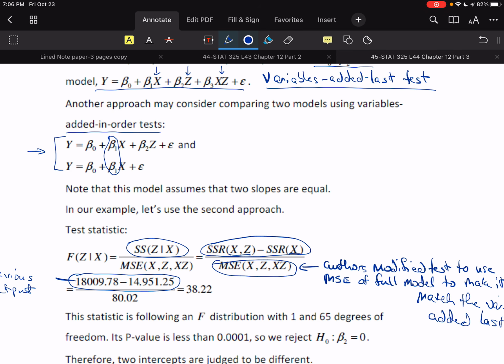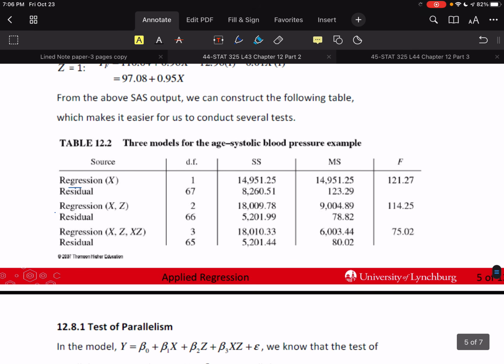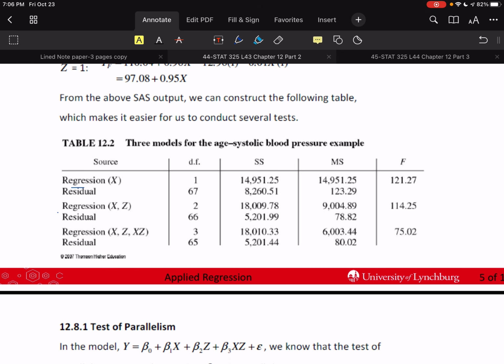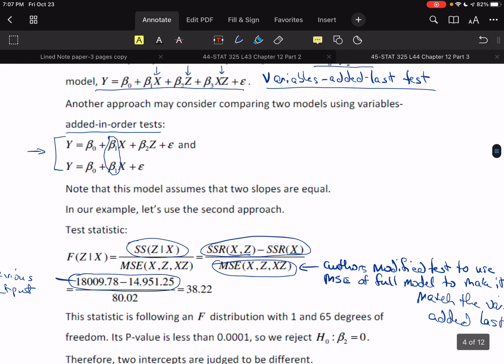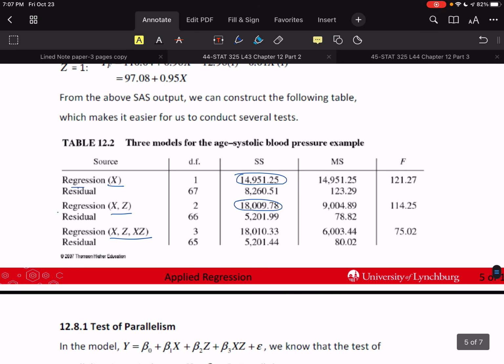Now, we have the output in the previous video or from the previous notes here. And so here we have the variables added in order table for x, z, and x times z. We're going to take SSR for x and z minus SSR for just x, and that's what we have here. And then we take 80.02, which is the MSE for the full model, and we divide by that.